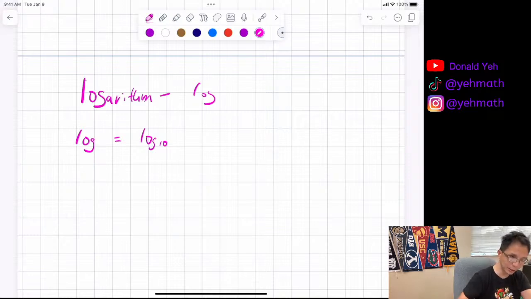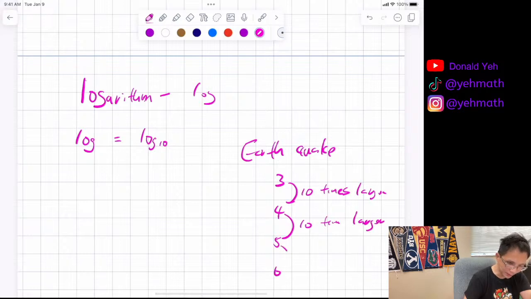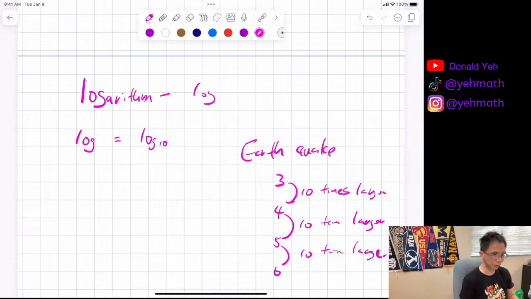So for example, with an earthquake, if this is scale 3 and scale 4, this is 10 times larger. And from 4 to 5, it's another 10 times larger. And from 5 to 6, it's 10 times larger. So from 3 to 6, that's 1,000 times worse than before.